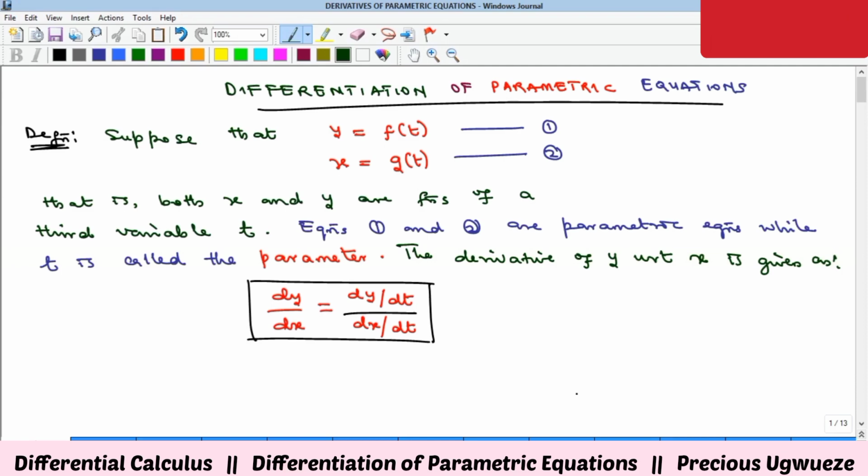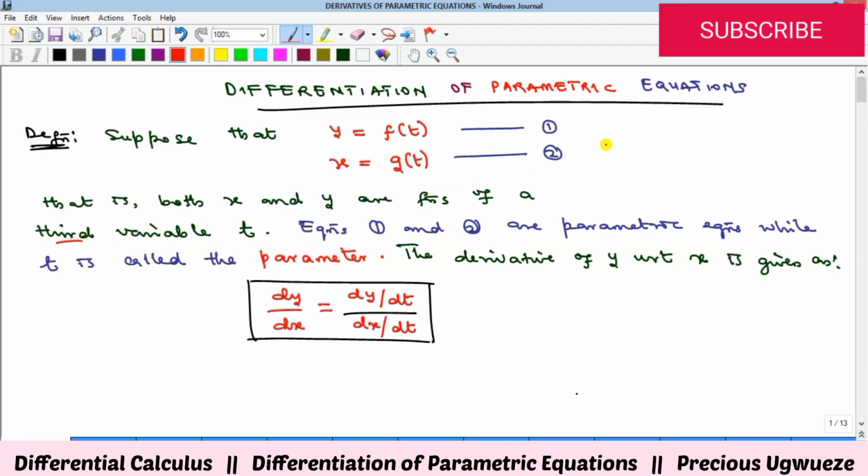So in this video we are going to look at the concept of differentiation of parametric equations. Alright, so what is a parametric equation, or what are called parametric equations? When you have, suppose we say here y is a function of t and x is another function of t, so both of them, that is x and y, are functions of a third variable. So when you have such a case, then you say that those two functions are parametric equations.